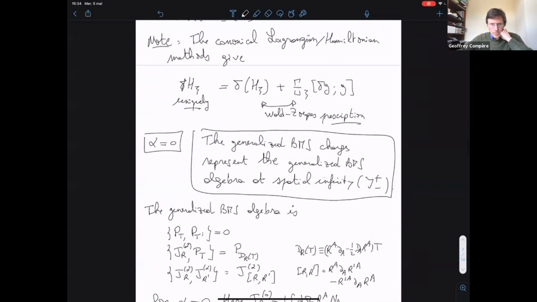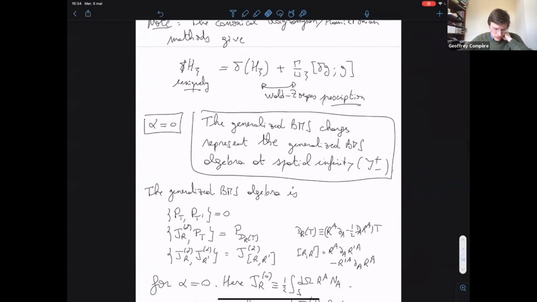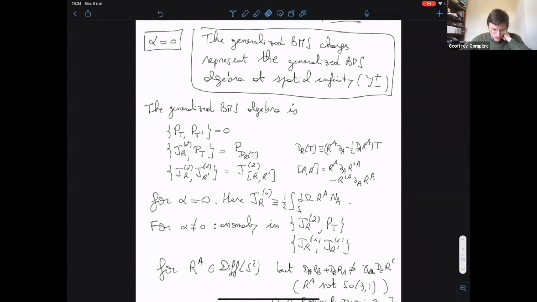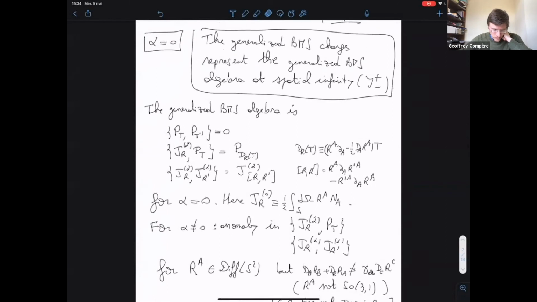So now you can ask if canonical Lagrangian or Hamiltonian methods give you a preferred charge, and that's not really clear. I see I'm getting over time. Okay, so I should probably just get to the final point here. The point is that the generalized BMS charges can be represented at spatial infinity.